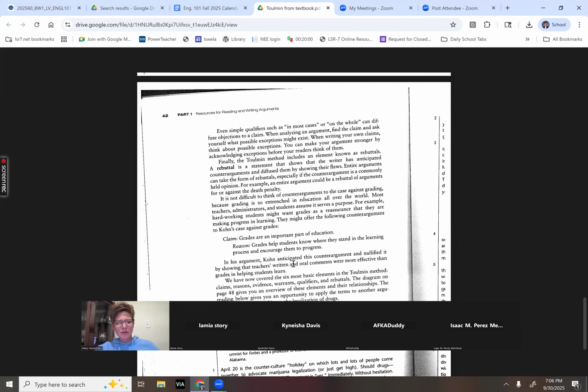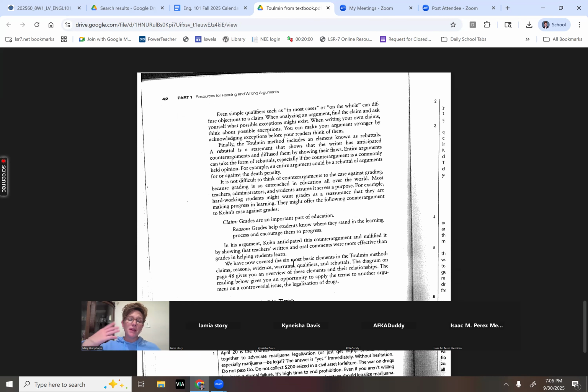But then, and I know that you've heard this part, right? When we bring up the other side, typically in high quality argument, the other side is at least acknowledged, right? Where we've given some representation of their thoughts, the statistics on the other side, and then we refute or we create a rebuttal to that particular information. A rebuttal is a statement that shows that the writer has anticipated counter arguments and diffused them by showing their flaws.